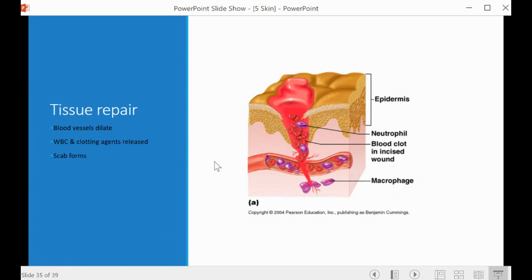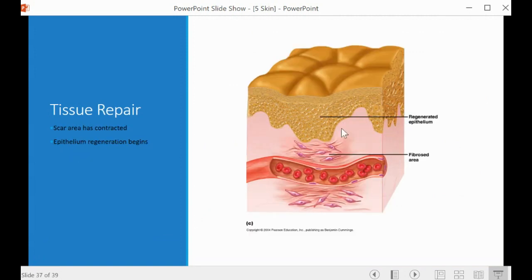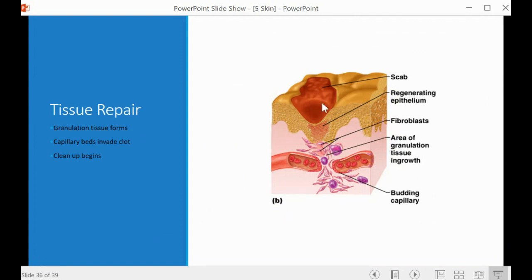So again, how do we do tissue repair, right? We talked about that inflammatory response. So we get those mast cells coming. They're going to cause the release of histamine. And when that happens, we're going to get the blood vessels to dilate. We're going to get some more white blood cells and clotting released. And we can get a scab to form. Here's that scab forming.